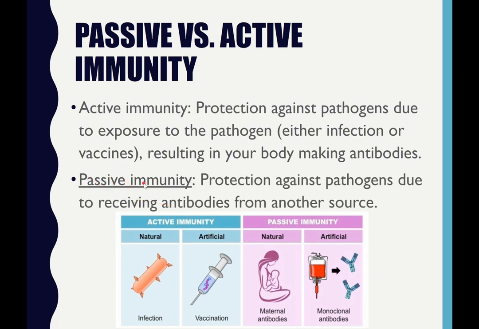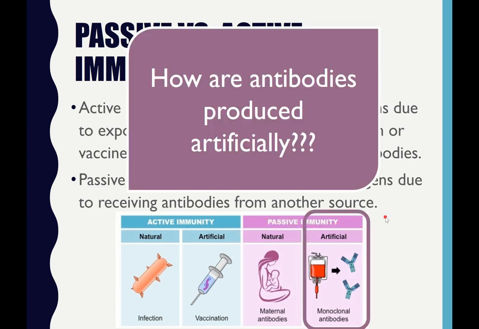And then passive immunity is protection against pathogens due to receiving antibodies from another source. Again, natural passive immunity would be getting antibodies from your mother through breast milk. And then you can have artificial passive immunity through monoclonal antibodies. So active and passive immunity can have both a natural source and an artificial source.